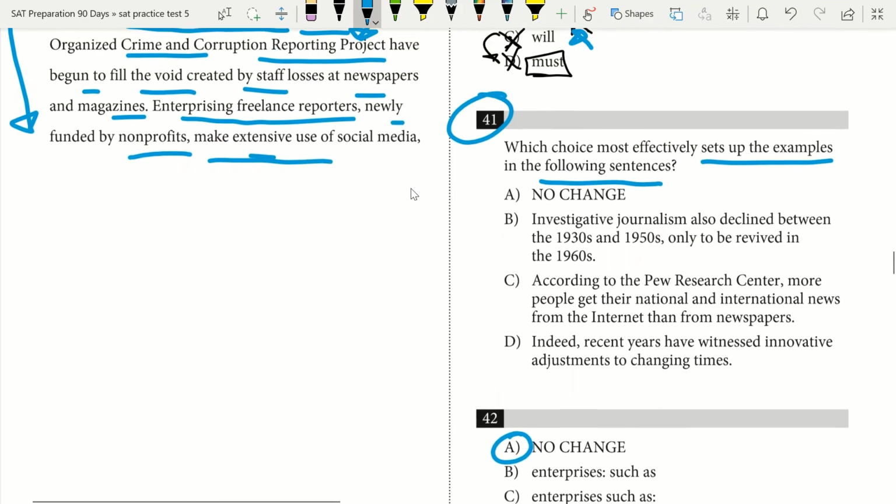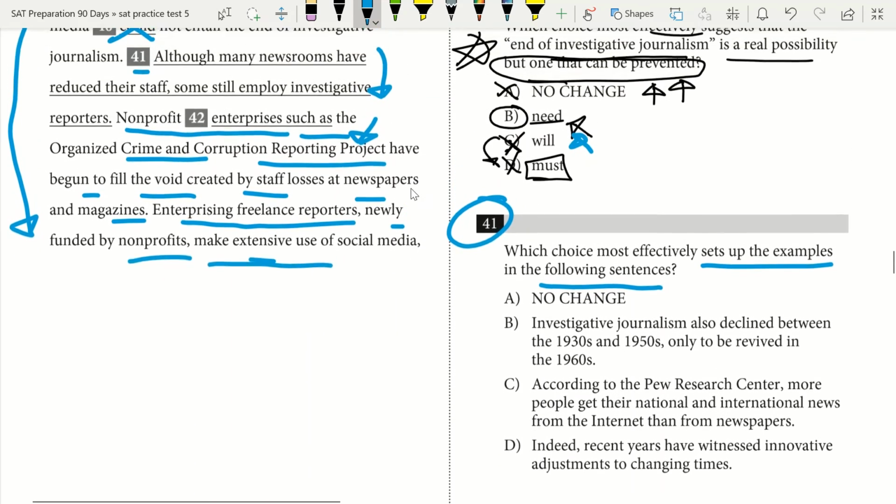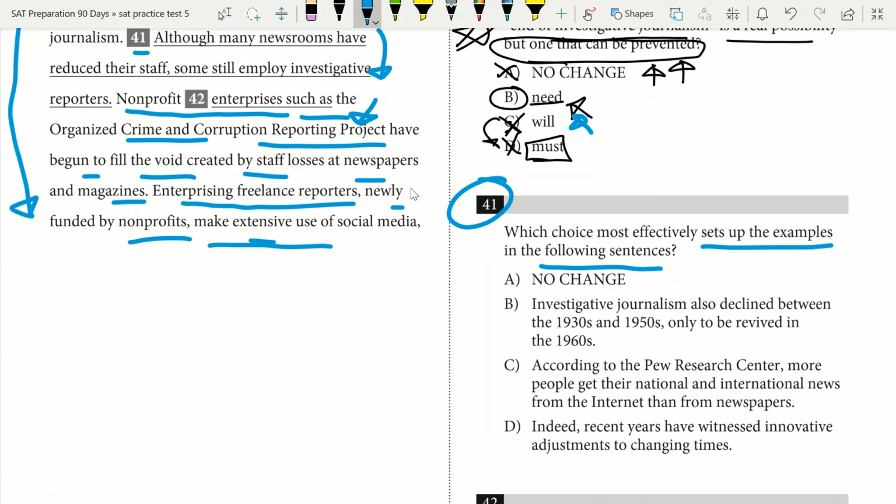So I see all of those are going to be examples of how we have investigative journalism coming in new forms, right? We have innovative ways, changes to past times, right? In the past, we know that investigative journalism was largely done through print media. Now we see that this increase in technology in these changing times, right? Recent years have witnessed innovative adjustments to changing times, right? We have new forms of investigative journalism headed by nonprofits, headed by social media, enterprising freelance reporters. Okay, so our correct answer for 41 then would be D.